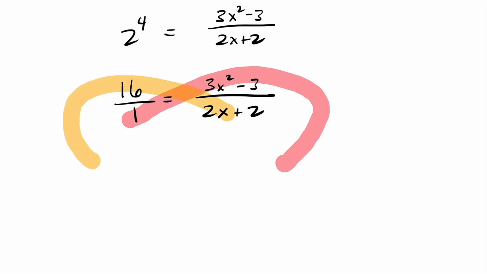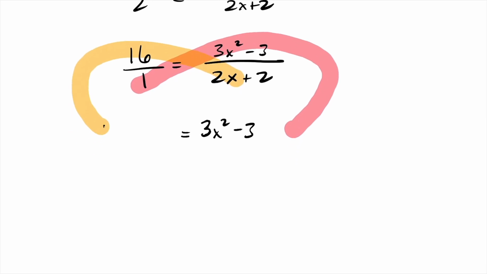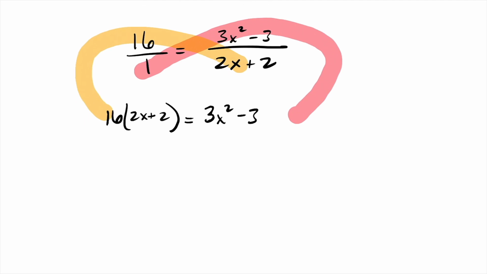You're going to multiply diagonally across. So when I multiply the reds, the two red, I get 1 times 3x squared minus 3. So that's just 3x squared minus 3. When I multiply the oranges, I get 16 times 2x plus 2. I got to distribute the 16. I didn't have to distribute the 1 because it didn't change anything. So 32x plus 32.